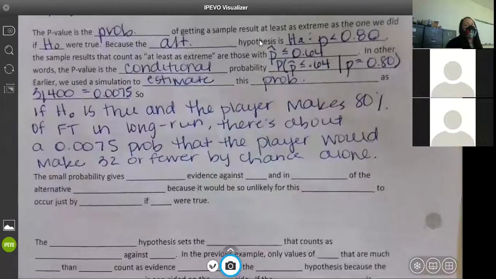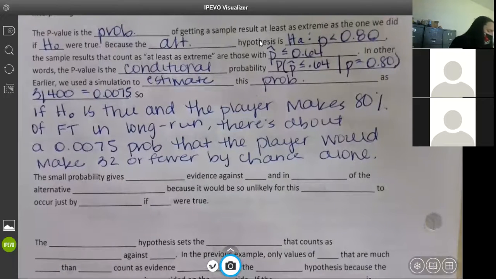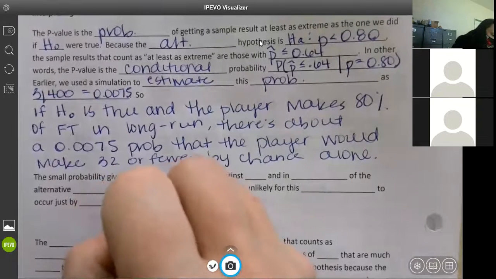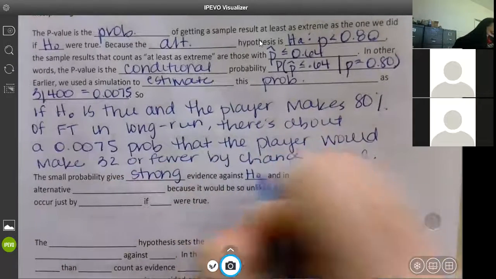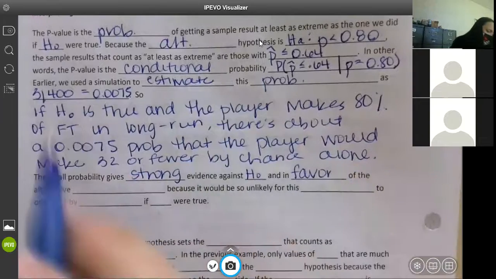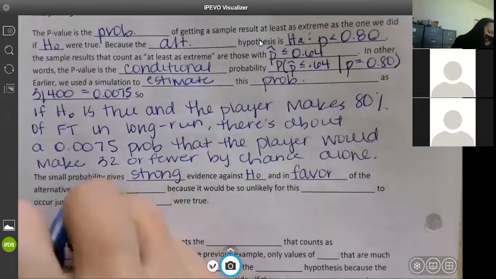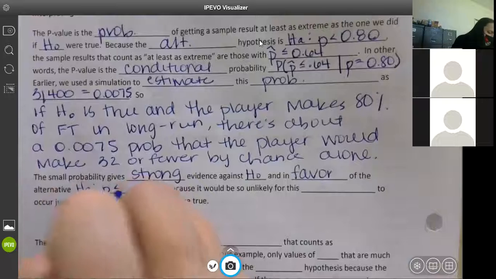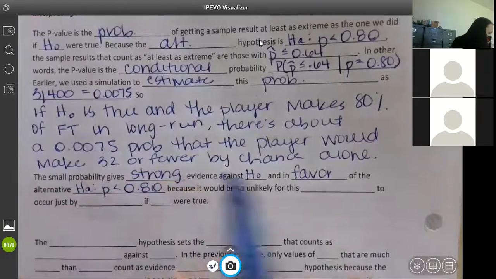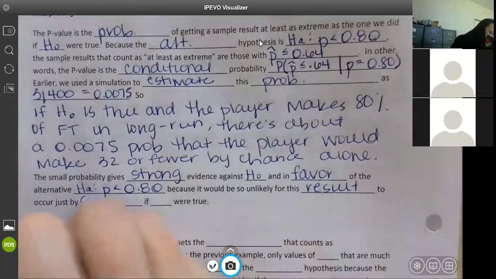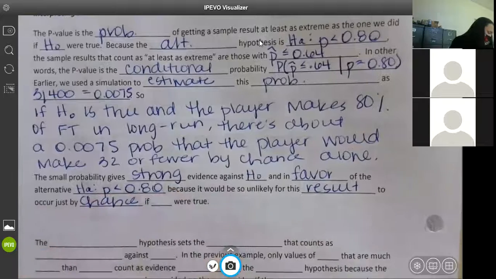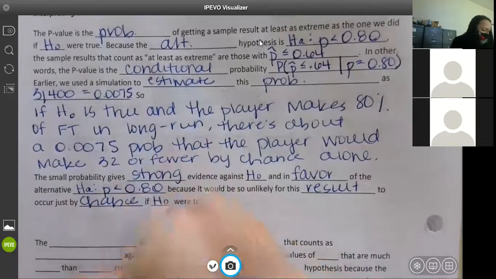Okay. Again, that doesn't say much yet, but we'll get there. The small probability gives strong evidence against H sub 0 and in favor of the alternative, which we said was that p was less than 0.80, because it would be so unlikely for this result to occur just by chance if H sub 0 were true.